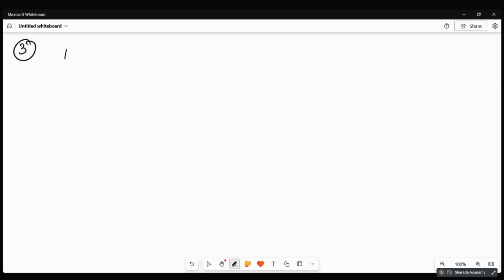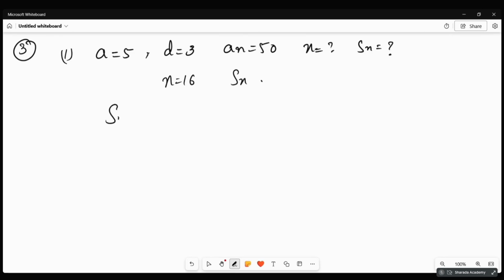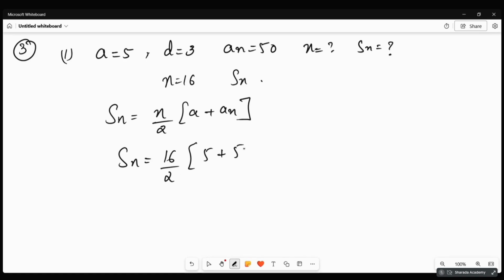This will be the first question. Given a is equal to 5, d is equal to 3, an is 50. So find n and Sn. n is 16 you are getting. So you should find Sn. Sn is equal to n by 2 into a plus an. Anyway, we already know n, right? So we can just write an here. So Sn is equal to 16 by 2 into 5 plus 50. 2 eights are 16, so Sn is 8 into 55. You also got 16.